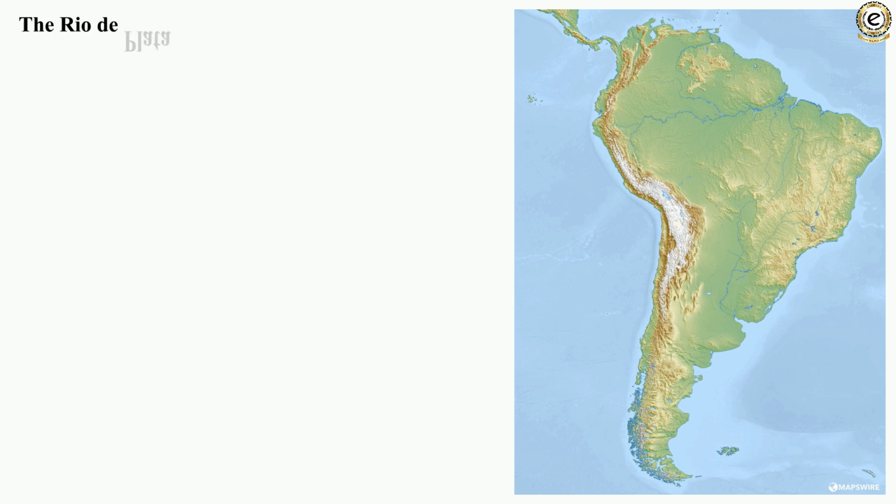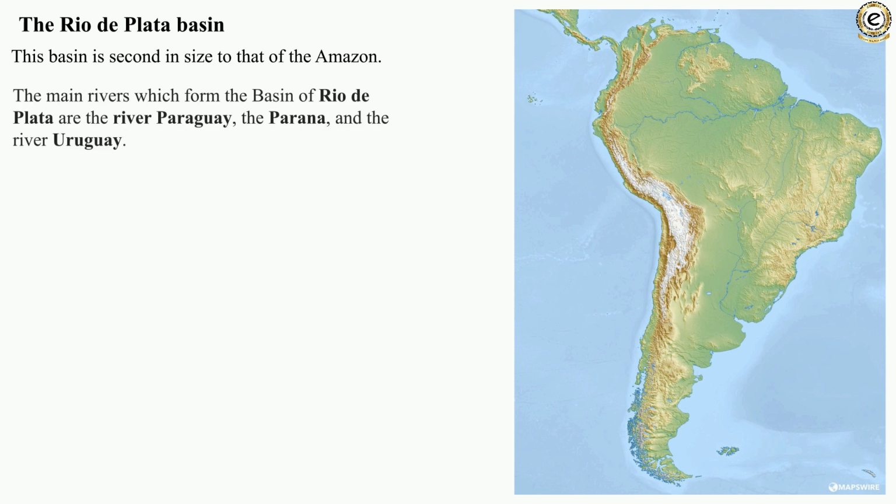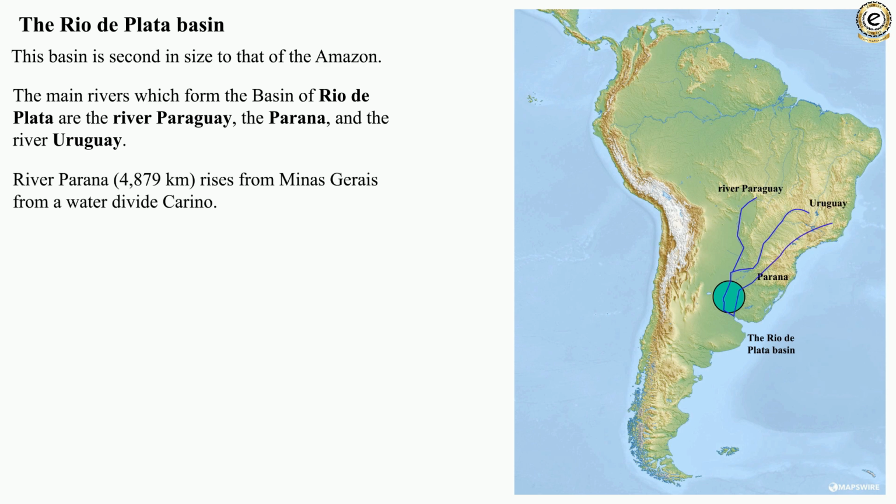The Rio de Plata Basin. This basin is second in size to that of the Amazon. The main rivers which form the basin of Rio de Plata are the river Paraguay, the Parana, and the river Uruguay. River Parana rises from Minas Gerais from a water divide Carino.